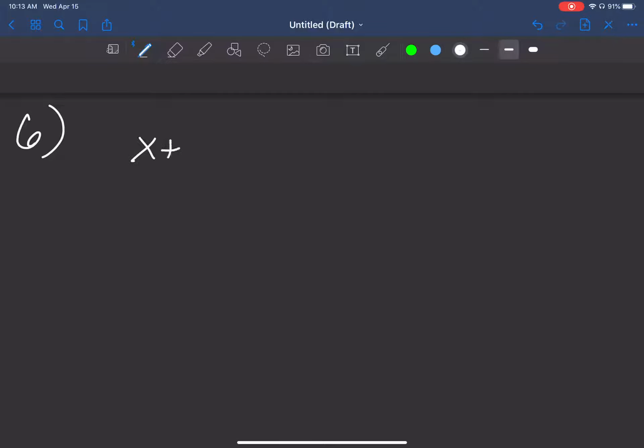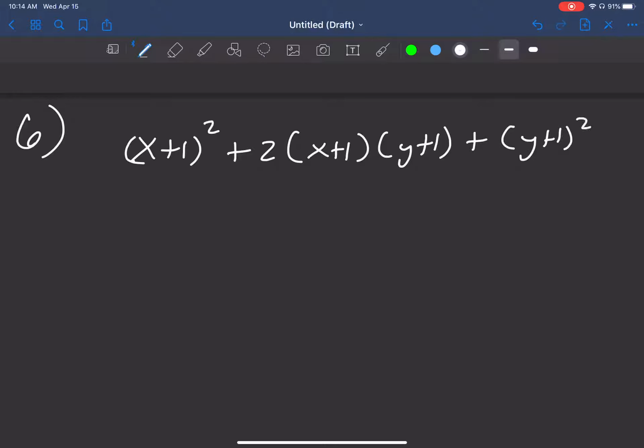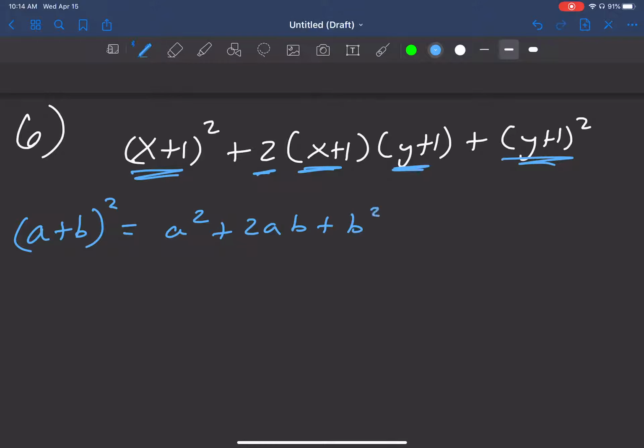Number 6 is x plus 1 squared plus 2 times x plus 1, y plus 1, plus y plus 1 squared, right? So you have something squared here, another thing squared here, and then that same thing being multiplied with the 2 in front. If you see this on the test, this should immediately jump out to you as one of our formulas. And the formula that comes to mind is this, because this is a squared plus 2ab plus b squared, right?